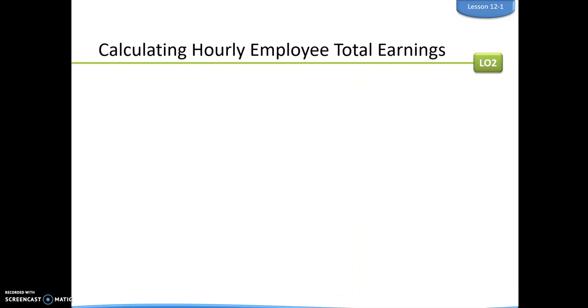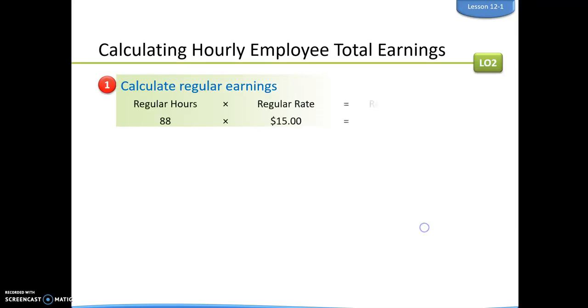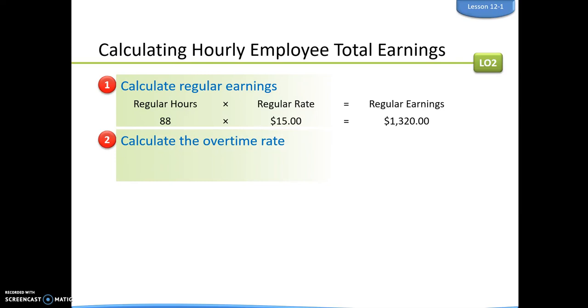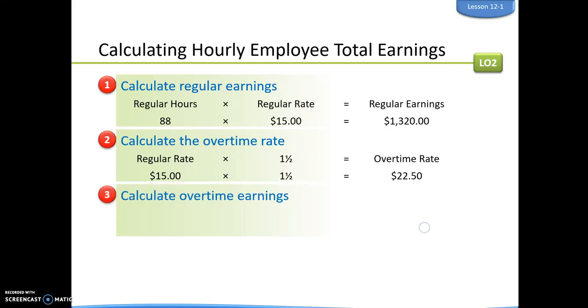Calculating hourly employee total earnings. Calculate regular earnings. So your regular hours for the pay period times your rate of pay equals your regular earnings. To calculate the overtime rate, take the regular rate, multiply it by 1.5, and that gives you your overtime rate.